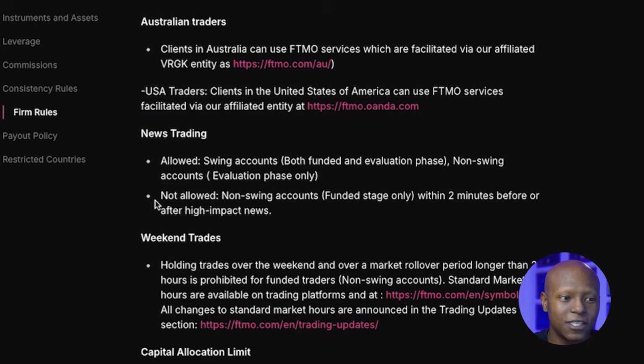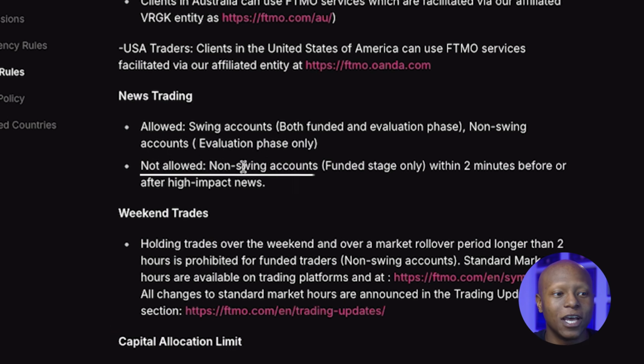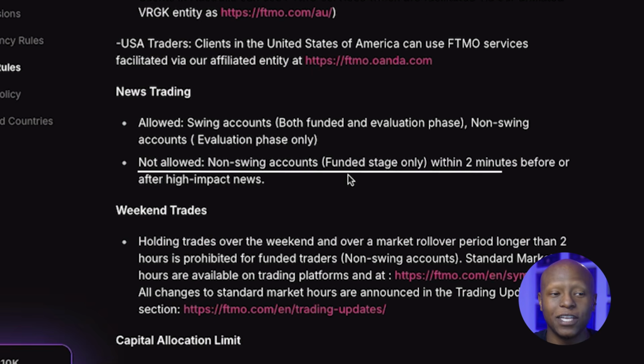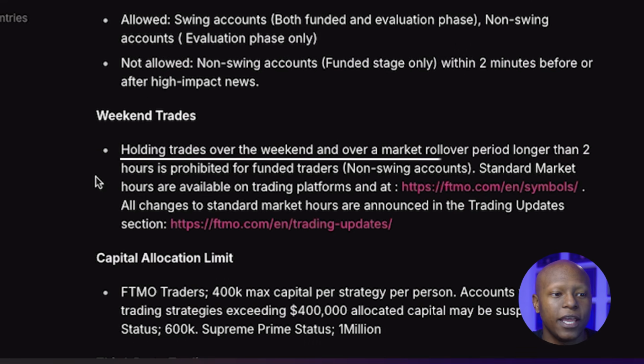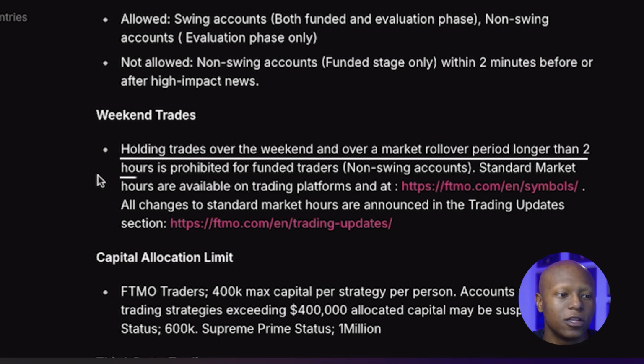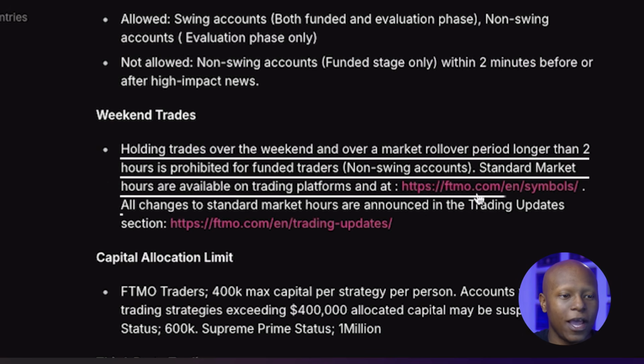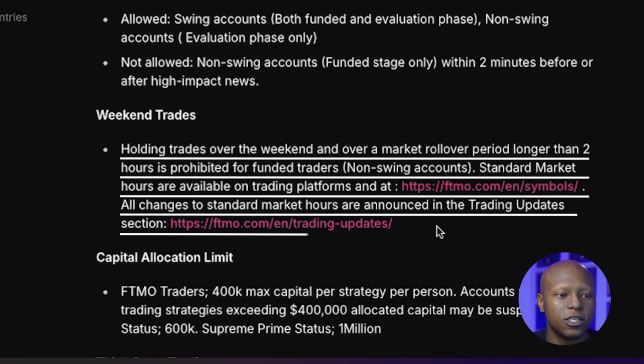So we're going to re-emphasize this. It is not allowed on non-swing accounts, the funded stage only. So you can't trade within 2 minutes before or 2 minutes after the high impacting news. So for weekend trades, it says holding trades over the weekend and over the market rollover period longer than 2 hours is prohibited for funded traders on non-swing accounts. The standard market hours are available at this link here, and then all changes to standard market hours can be viewed at this link here.